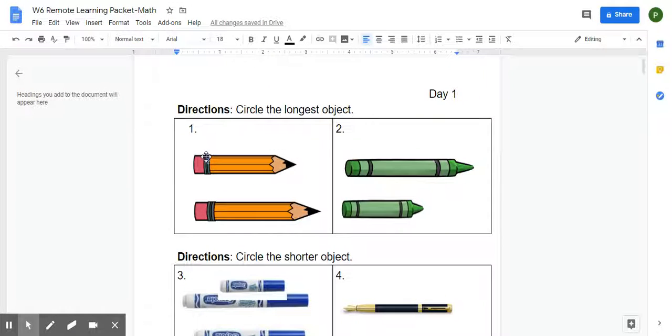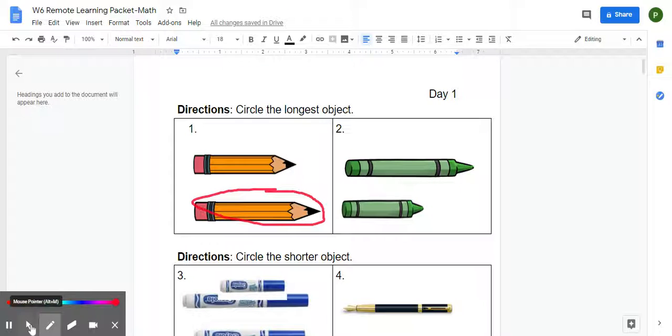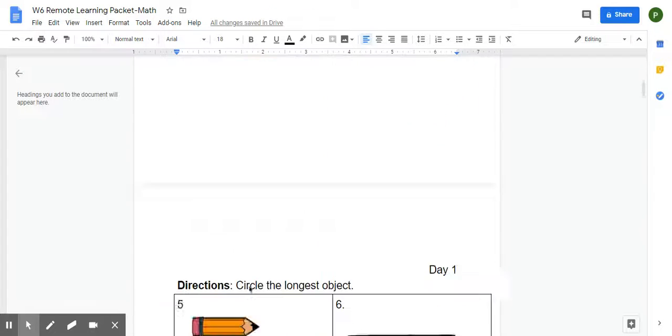For day one, it's asking you to circle the longer object. Again, looking at two different objects, so you're talking about longer or shorter. And this is pretty simple. You're going to circle the longer object. And then this box here, 3 and 4, you're going to be circling the shorter object.